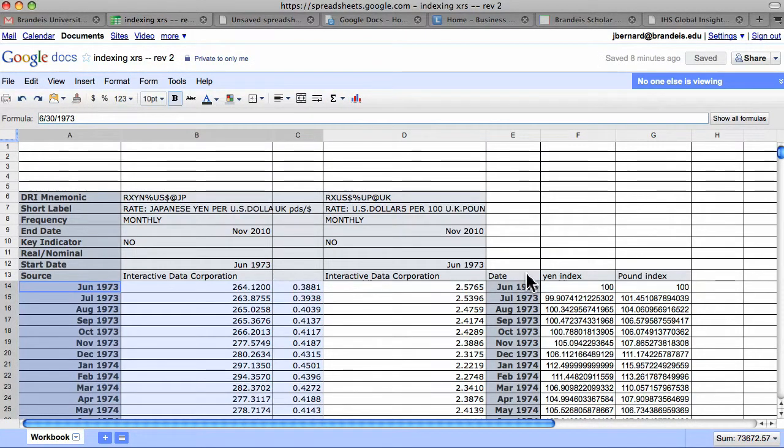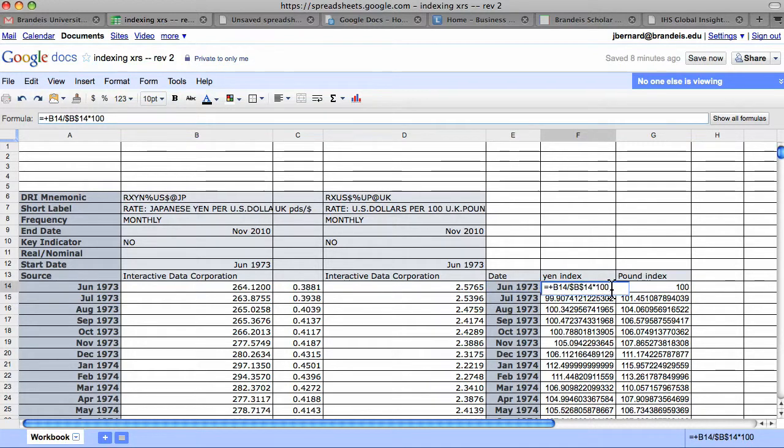You always index data to a specific base time period. In this case, let's index the data to the period June 1973. To do this, take the actual data for each time period and divide it by the data for the base period, June 1973, and multiply by 100. It is a convention that the value of the index in the base period is 100.